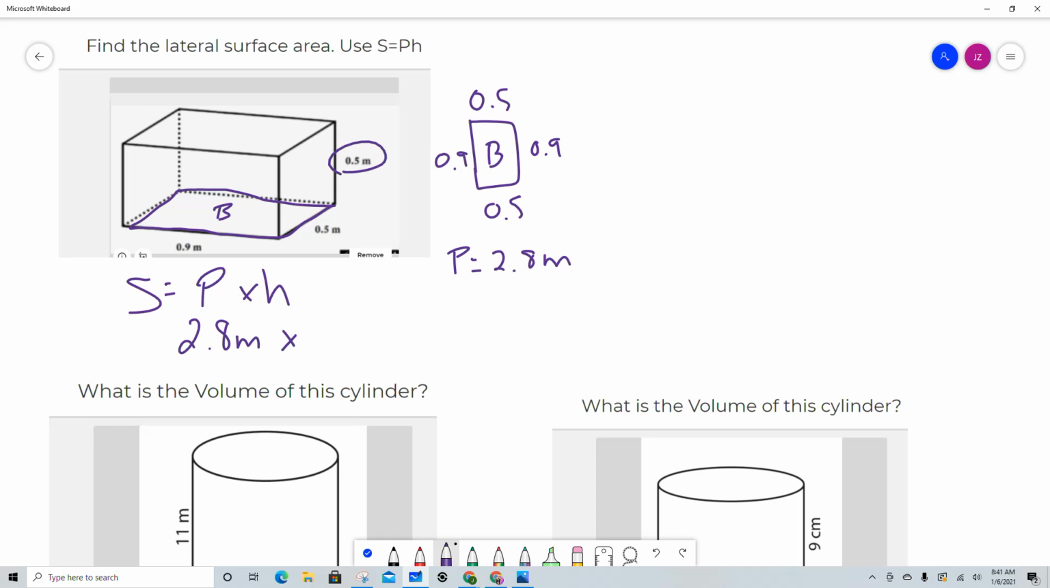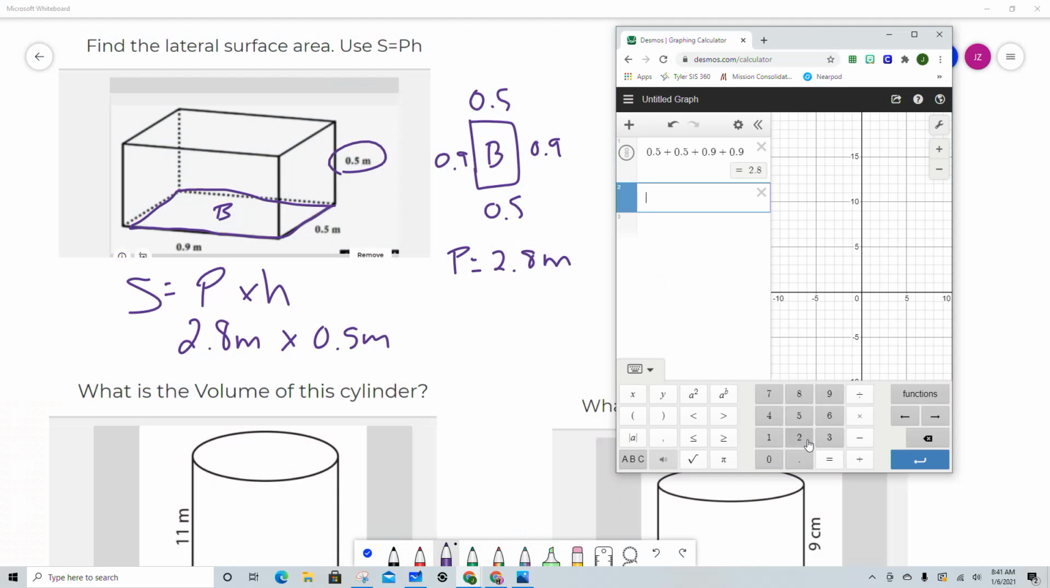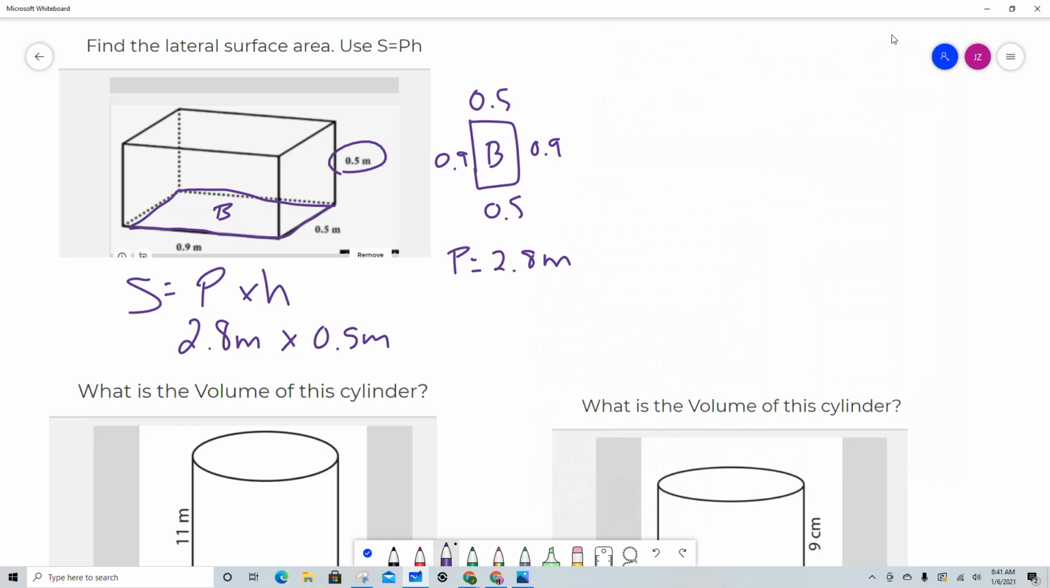Multiply by the height, which is 0.5 meters. And all you have to do is multiply. Now, it's challenging if you're not using a calculator, but if you are using a calculator, it should be pretty straightforward, pretty easy. The answer is 1.4 for this problem. So the surface area is 1.4, and when you multiply meters and meters, you end up with meters squared. Okay, so that right there is the lateral surface area of a prism.